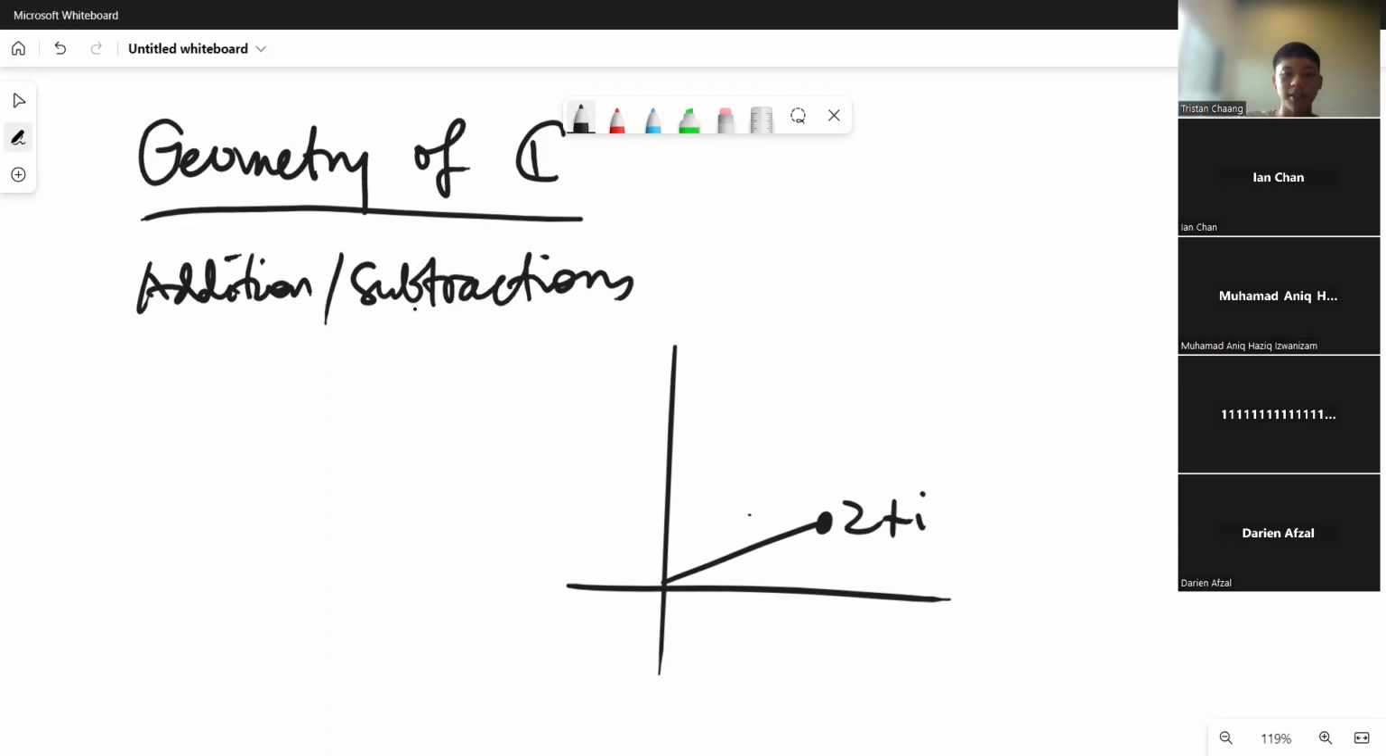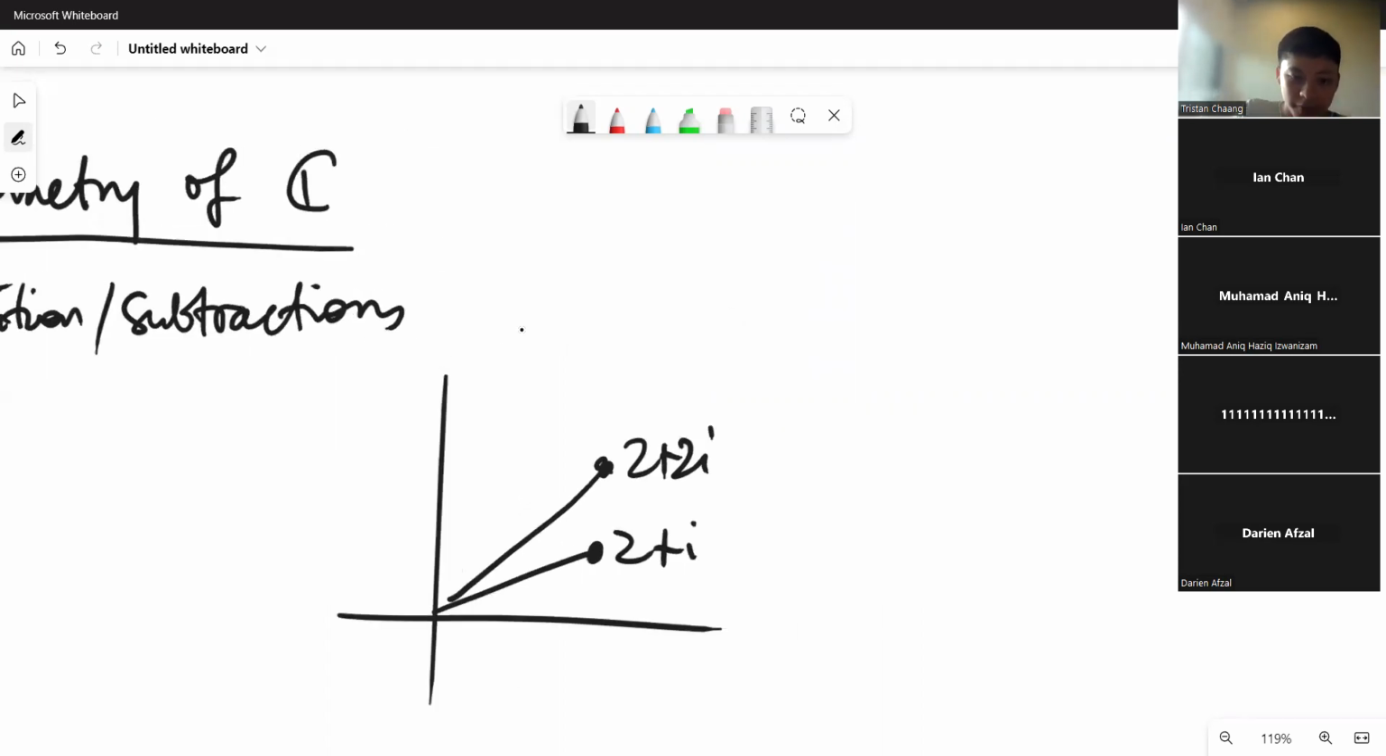in particular two-dimensional vectors, complex numbers can be seen as a two-dimensional vector, basically. So for example, if we have 2 plus i, and maybe we have, what should be a nice candidate? Let's say, I don't know, this is 2 plus 2i. What happens when we add them up? When we add them up, we get 4 plus 3i. So that's somewhere here.